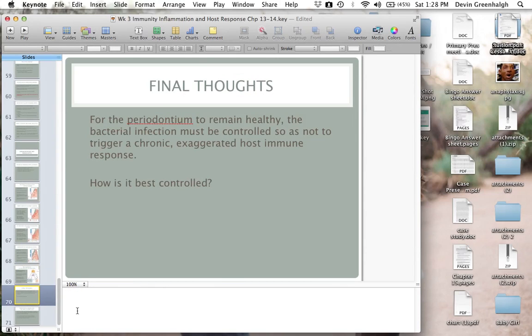So, final thoughts about this. The periodontium needs to be healthy, and in order for it to be healthy, the bacterial infection must be controlled so it does not continue to become a chronic infection, causing an exaggerated host immune response.